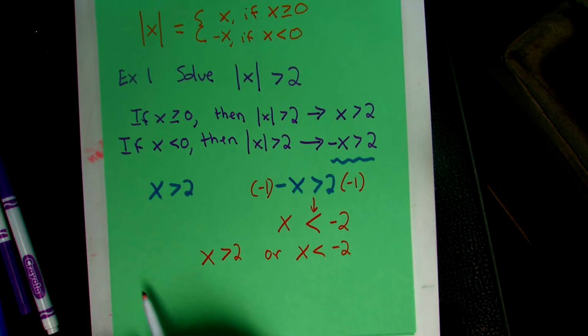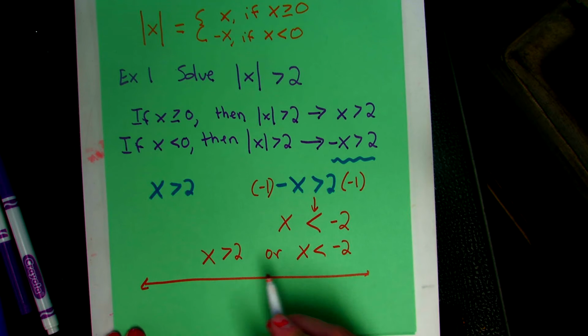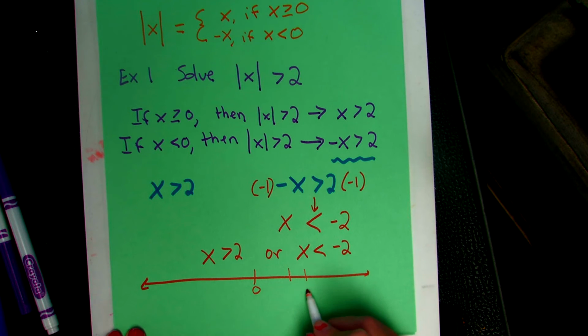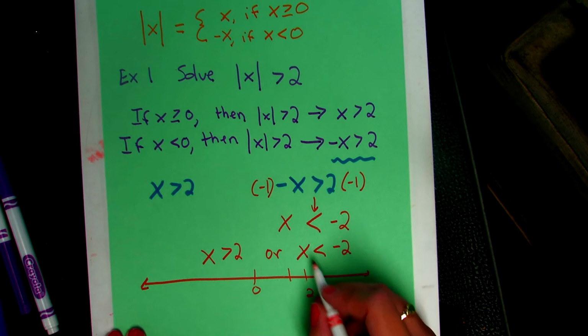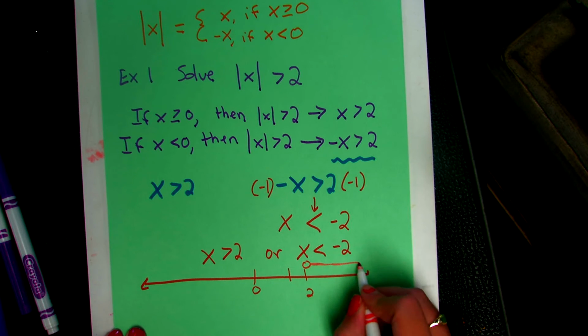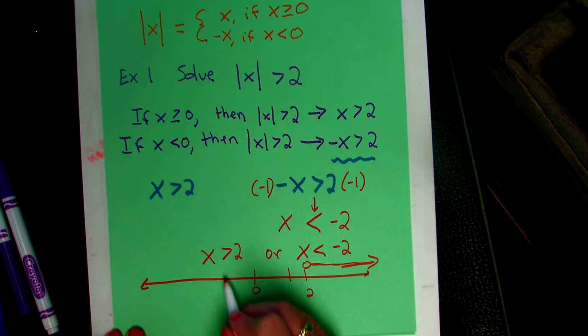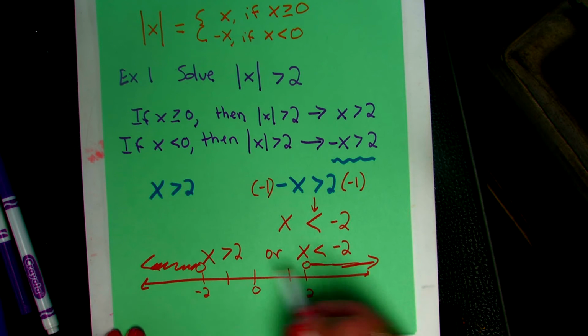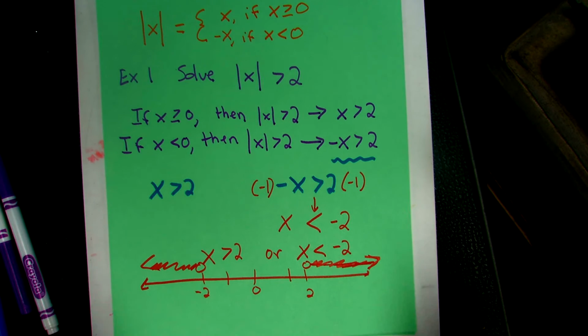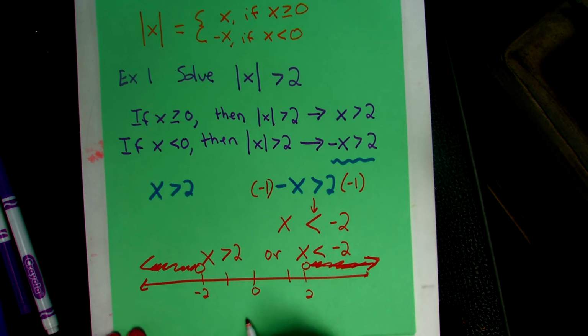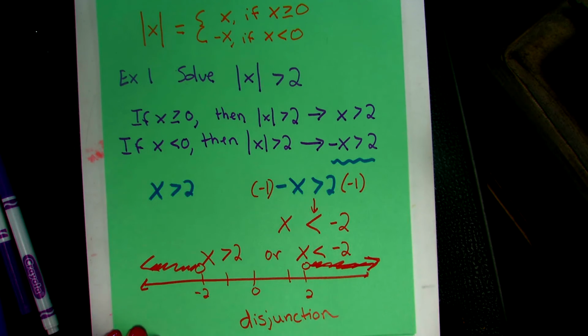If we were to graph this, here it'd be 0. Here's 2, and it's x is greater than 2. So we would have an open dot, and we would go to the right. X is less than negative 2. So we'd have an open dot at negative 2, and then we would be going to the left. Okay? So our final answer is x is less than negative 2 or x is greater than 2. So notice that this type of answer is a disjunction, right? It is a disjunction. Okay.